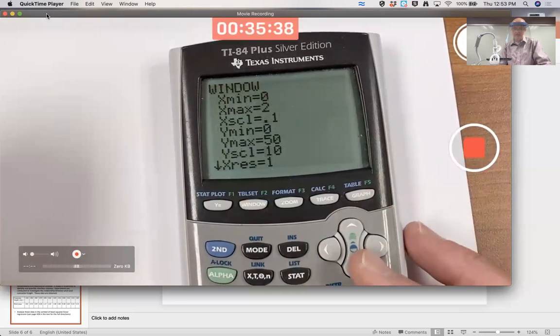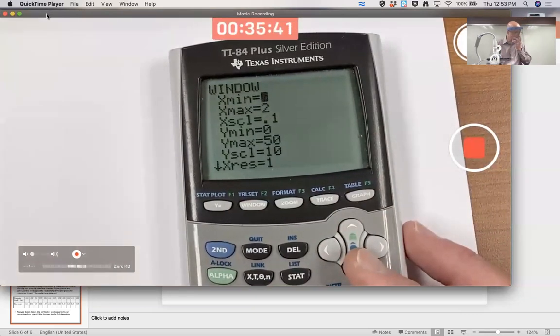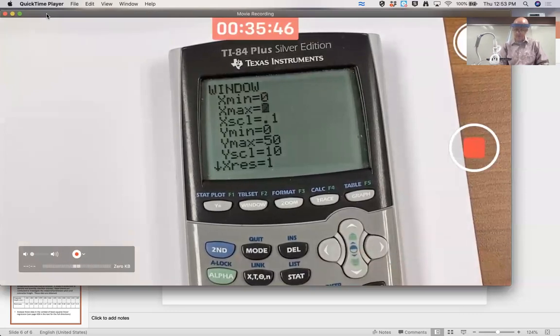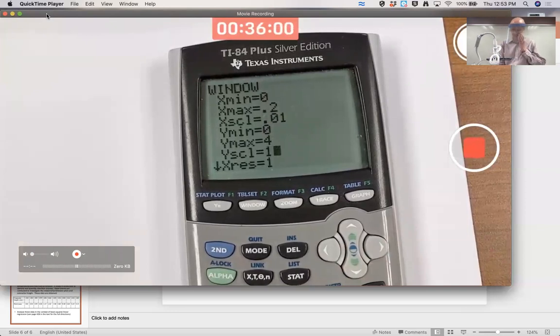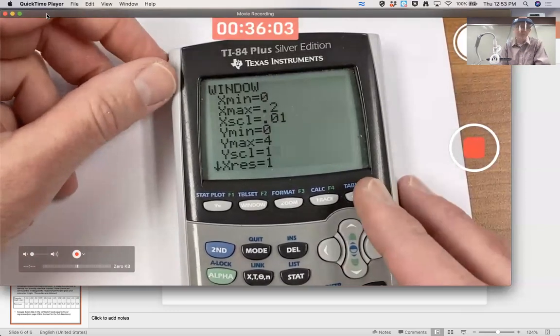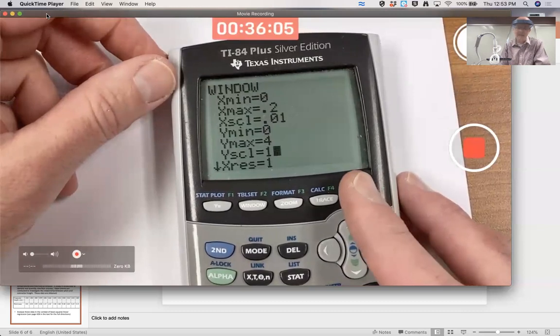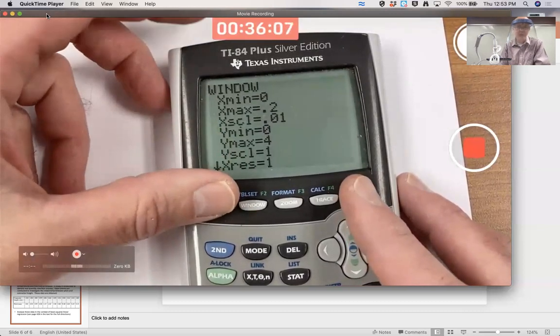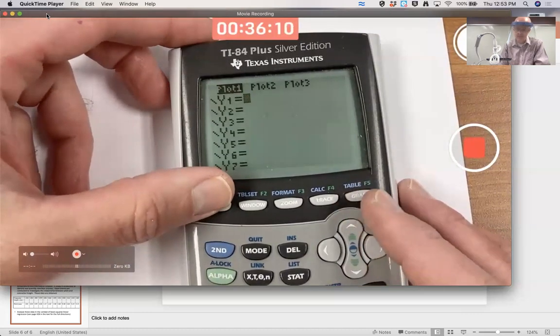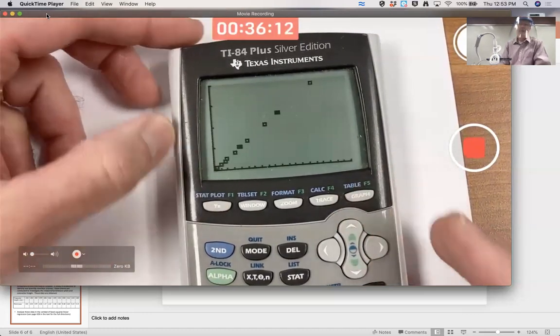Check the window. My numbers of X go from a low near 0 to a high near 0.15. So maybe I'll use 0.2 here. I'll make these 0.01 units apart. And the Y values go from close to 0 to close to 4. All right, let's see if it does it. I should probably check my regular Y equals screen to make sure there's no function in there. Okay, so if I hit graph now, there they are.